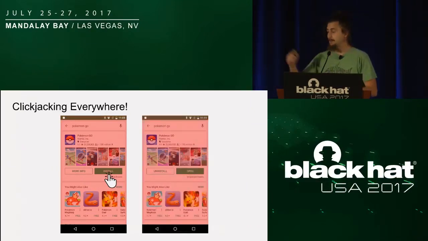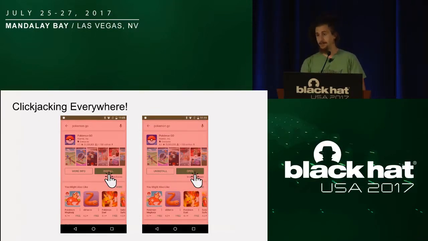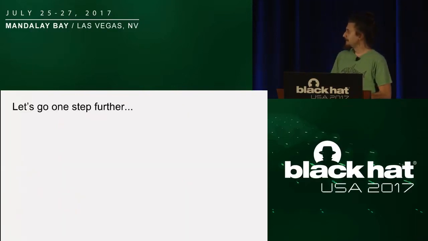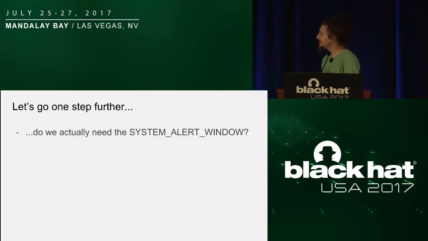And then again, you can open this view programmatically with an intent, and then you lure the user to click here. After this point, the secondary application is installed. And again, you can do all the attacks I showed you before, enabling the service from the second application. Now let's go one step further. Do we actually need the system alert window?